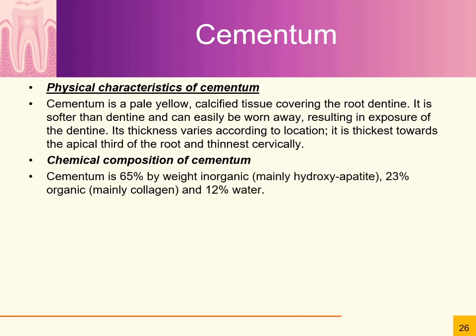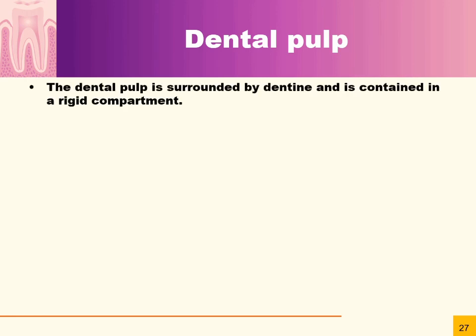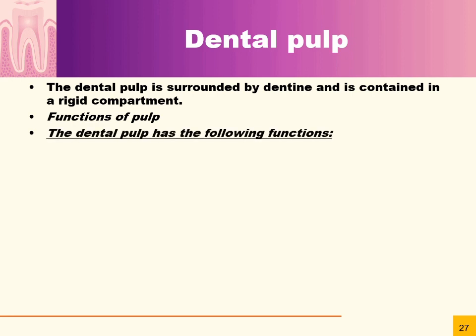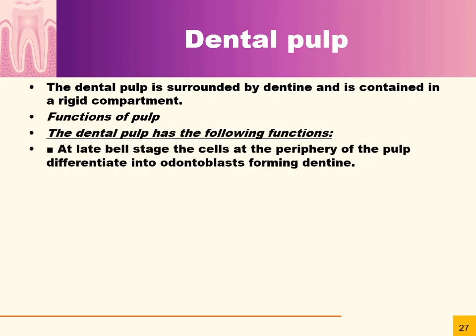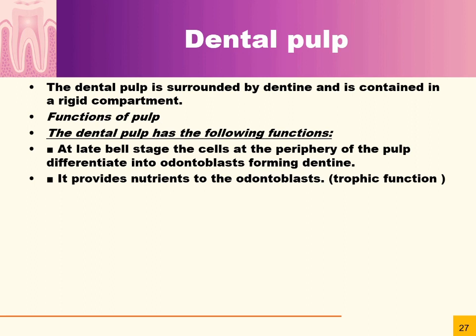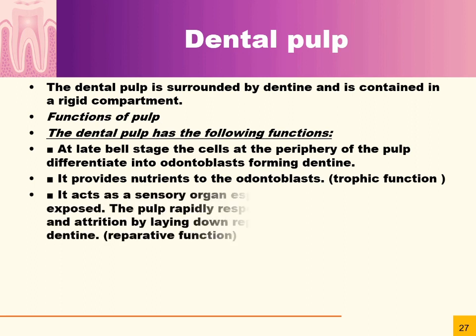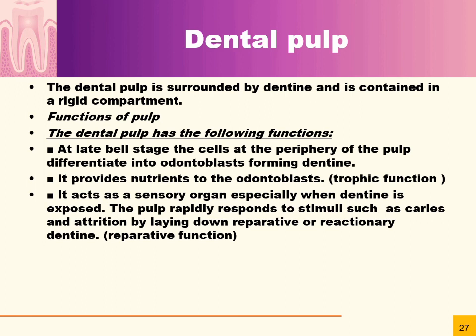Cementum. Physical characteristics of cementum. Cementum is a pale yellow, calcified tissue covering the root dentine. It is softer than dentine and can easily be worn away, resulting in exposure of the dentine. Its thickness varies according to location. It is thickest towards the apical third of the root and thinnest cervically. Chemical composition of cementum: 65% by weight inorganic, mainly hydroxyapatite, 23% organic, mainly collagen, and 12% water.